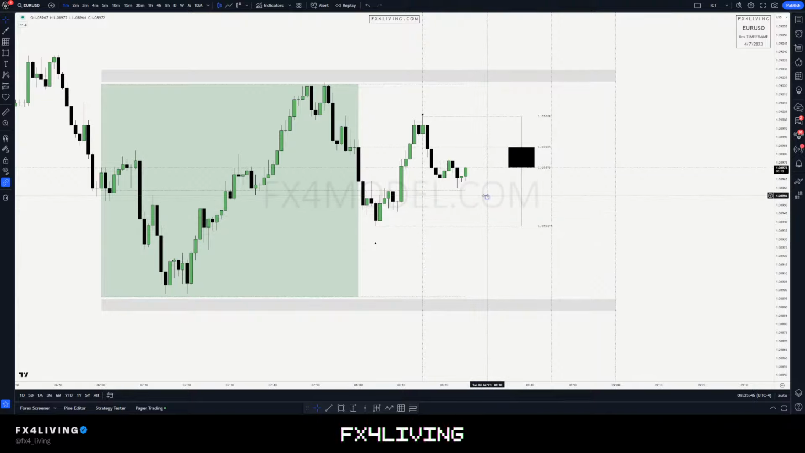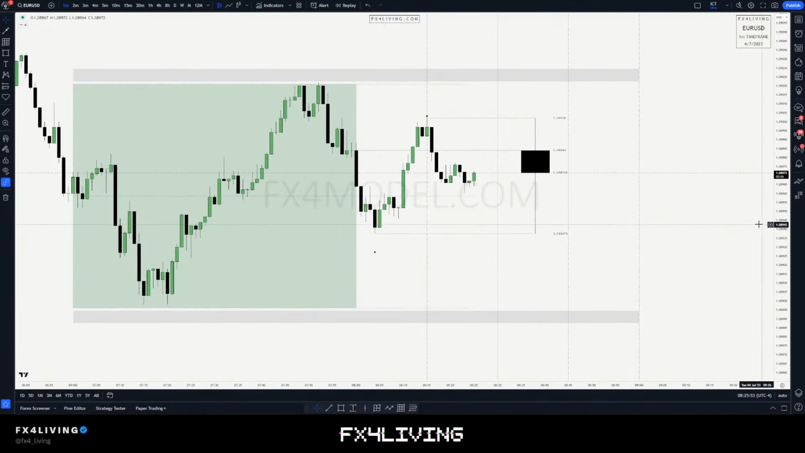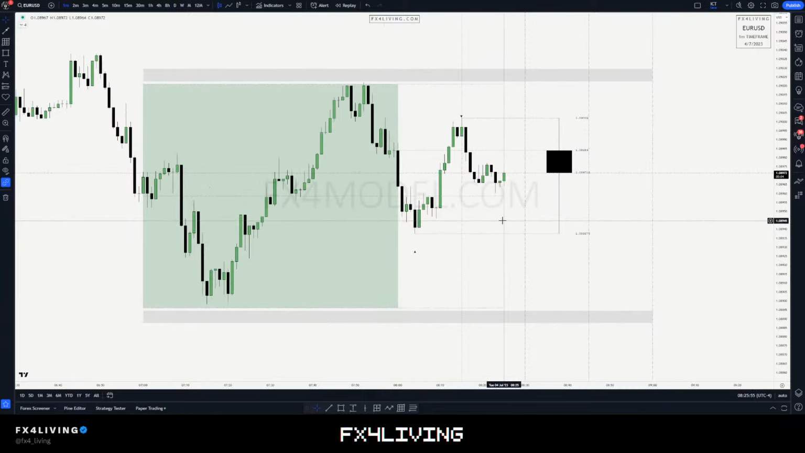So 8:30, we technically have the news embargo, but I think today we're not gonna see anything. So this is the next 5-minute close. It's the same range.